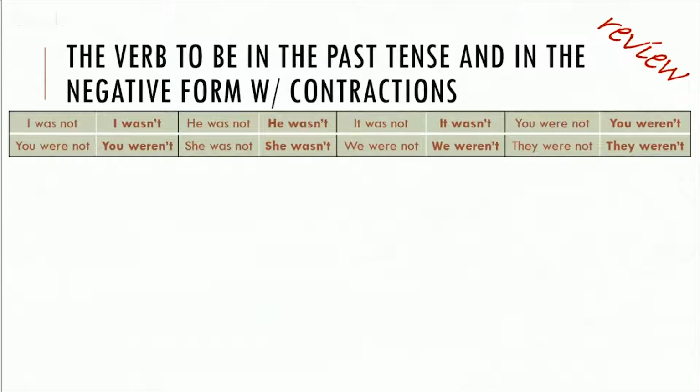And then the last thing that I gave you, the last part of the review, is we worked with the verb to be in the past tense and in the negative form, but this time with contractions. I was not, I wasn't. He was not, he wasn't. It was not, it wasn't. You were not, you weren't. You were not, you weren't in the plural. She was not, she wasn't. We were not, we weren't. And they were not, they weren't.